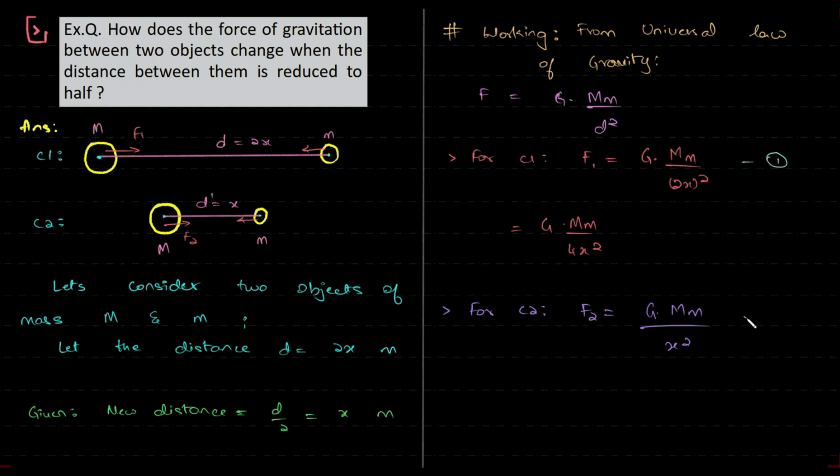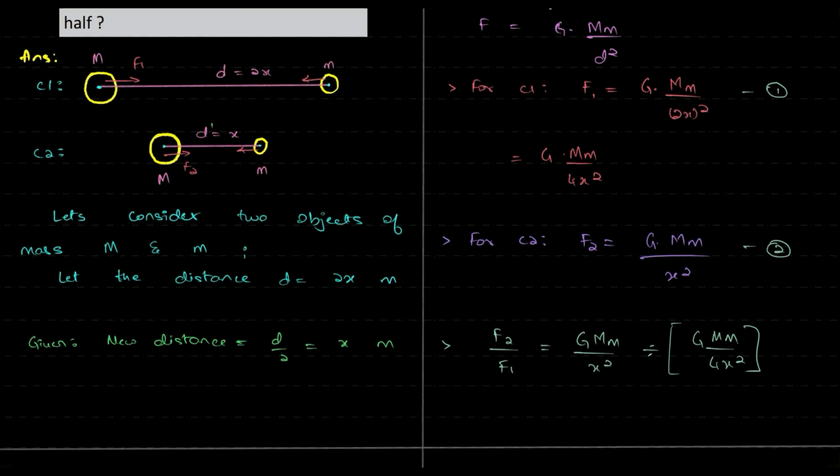Now we need to compare. So from 1 and 2, what do we have? We'll just take F2 by F1. So that would be equal to what? G M m by x square getting divided by F1. What is F1, guys? G M m by 4x square. Always understand 2x the whole square: any whole square, you need to square the number and the variable. People miss that out and that's messy.